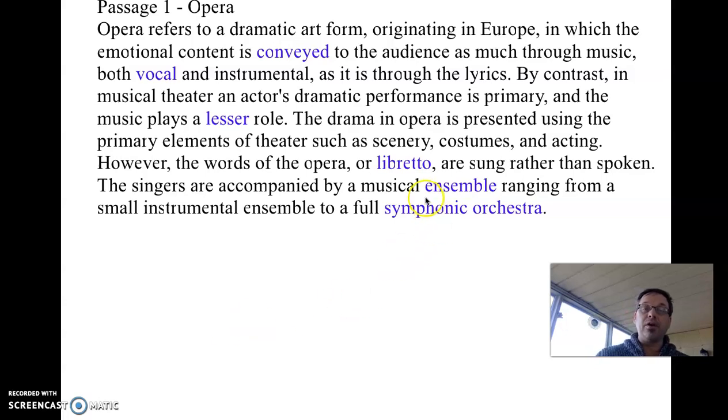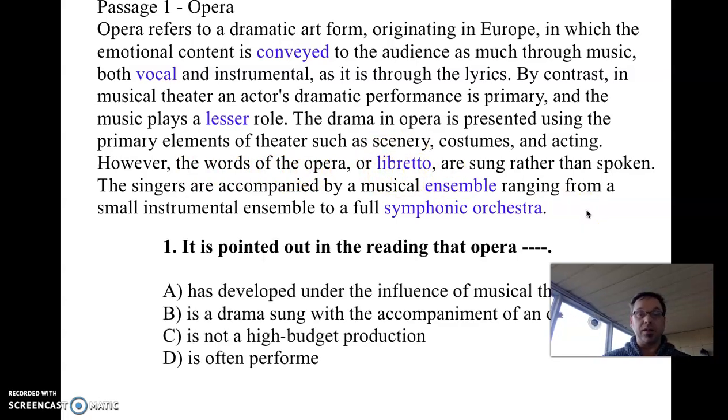Okay, and here are the vocabulary words, so you can look at them, you can study them, look at the context. For example, libretto, not a useful word, but how do we figure out what it means? Well, look at the sentence. The words of the opera, comma, or libretto, comma, are sung rather than spoken. When we do this, it often tells us about something that came before. So the words of an opera are called libretto, right?